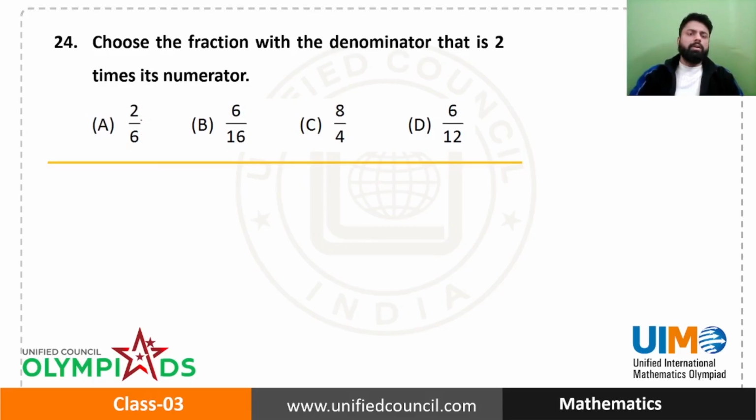So here the denominator 6 is equal to 2 multiplied by 3, not 2 times. 16 is equal to 6 multiplied by some value which is definitely not 2, because 6 multiplied by 2 is 12. They are not equal. 2 multiplied by 2 is 4. They are not equal. Let's write it down in this format. 6 multiplied by 2 is 12. They are not equal. 8 multiplied by 2 is 16. These are not equal. 6 multiplied by 2 is 12. They are equal. So D option.